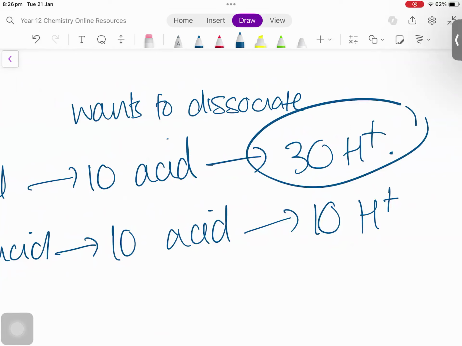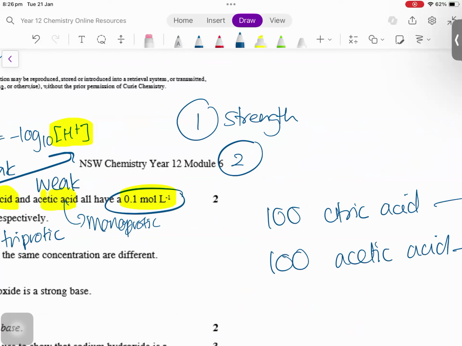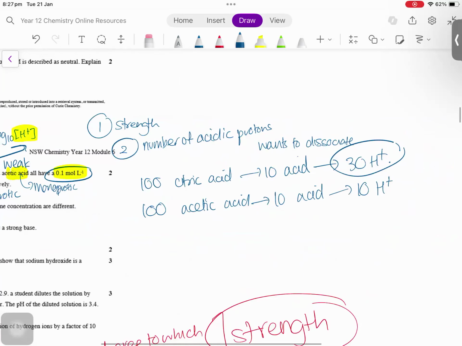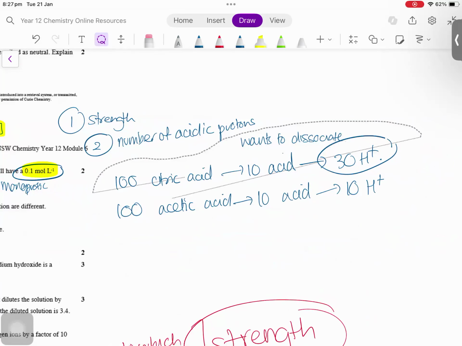All right, so the strength argument is the same as the previous question that we did. The second one is, if you want to put it in terms of just a word, I don't want to use stoichiometry. It's not the correct one. Number 2 is going to be the number of acidic protons. Acidic protons are the ones it actually wants to give away, yeah? So it's affected by strength and it's affected by the number of acidic protons.